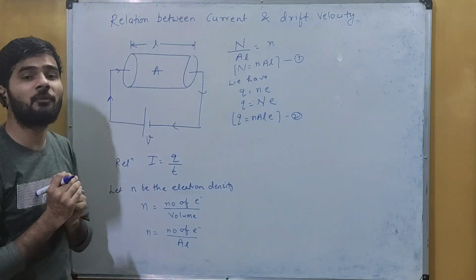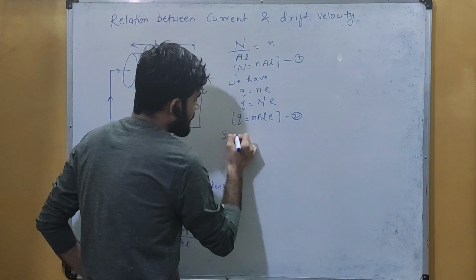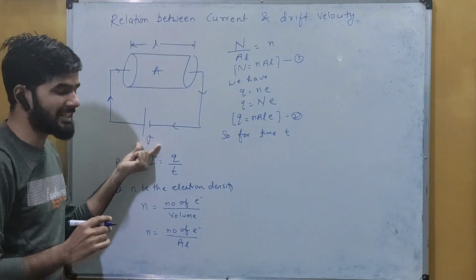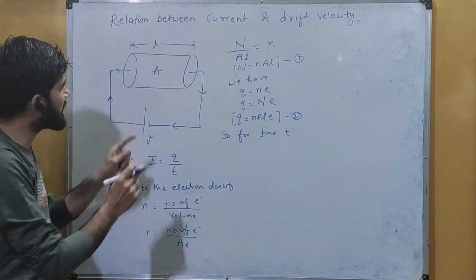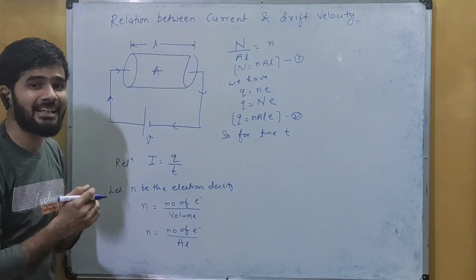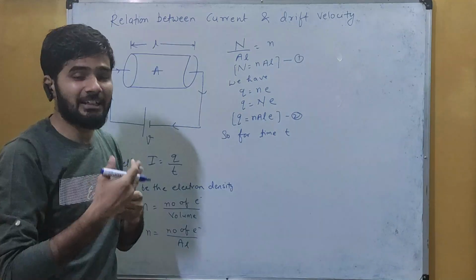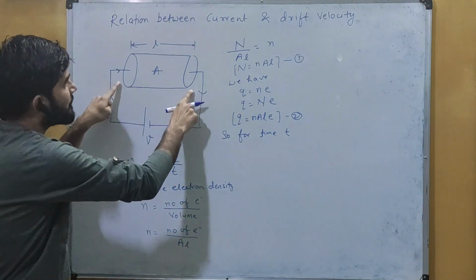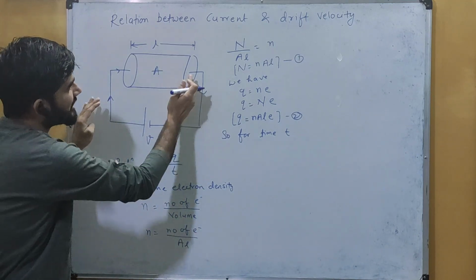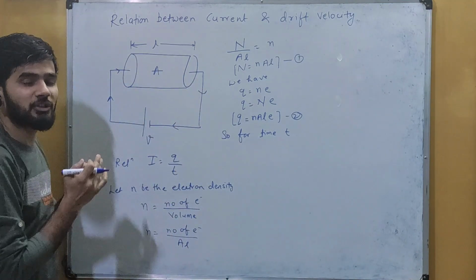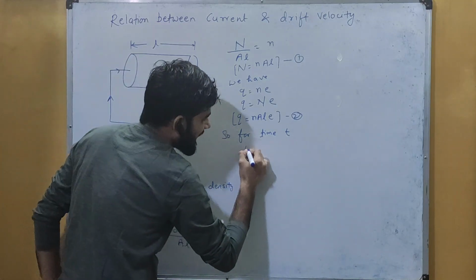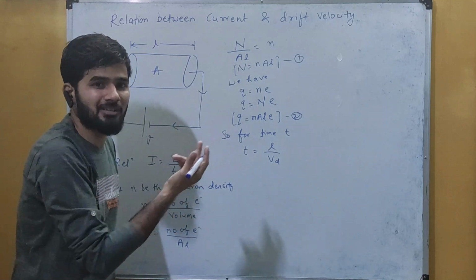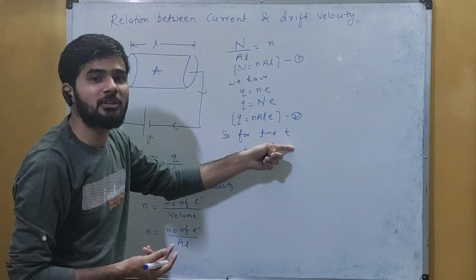Now we will find the value of time T. So for time T, here we have applied the potential V, and because of that potential there will be an electric field across the ends, and because of that electric field the electrons will drift from negative side to positive side. तो यहाँ पर we have to calculate the time in which the electrons are reaching from the negative terminal to the positive terminal. So I can write this time equals distance upon speed, because we have speed equals distance upon time. So time is equal to distance upon speed.